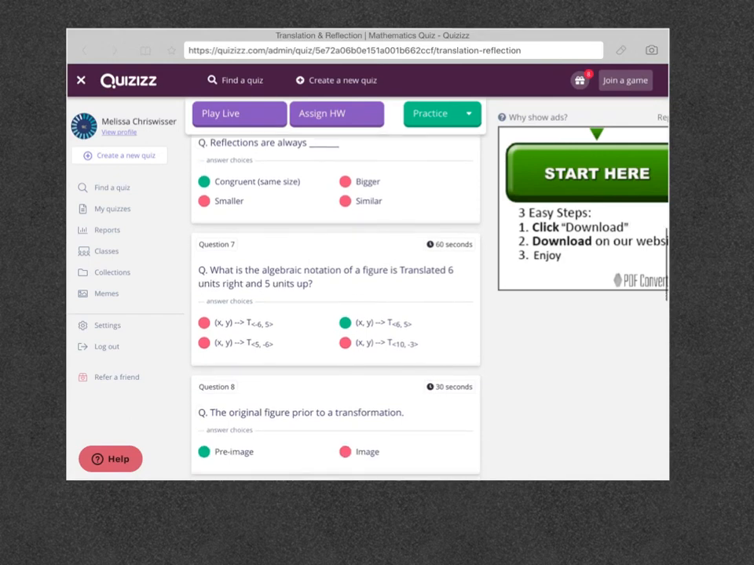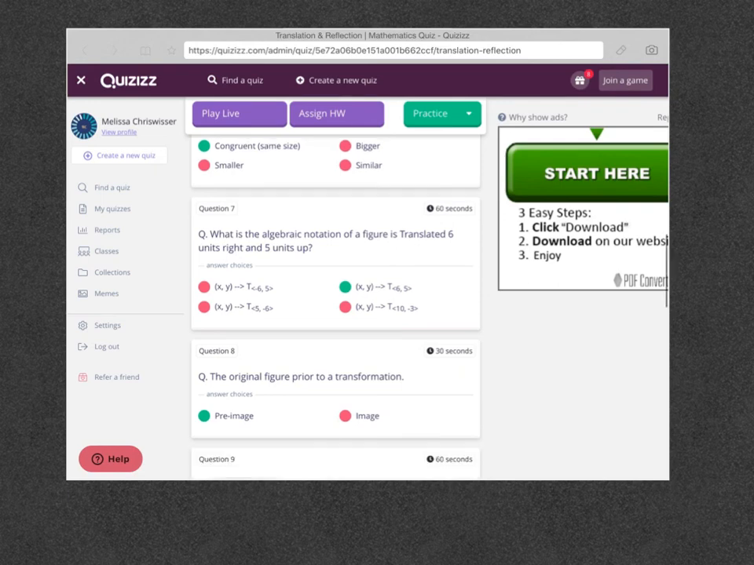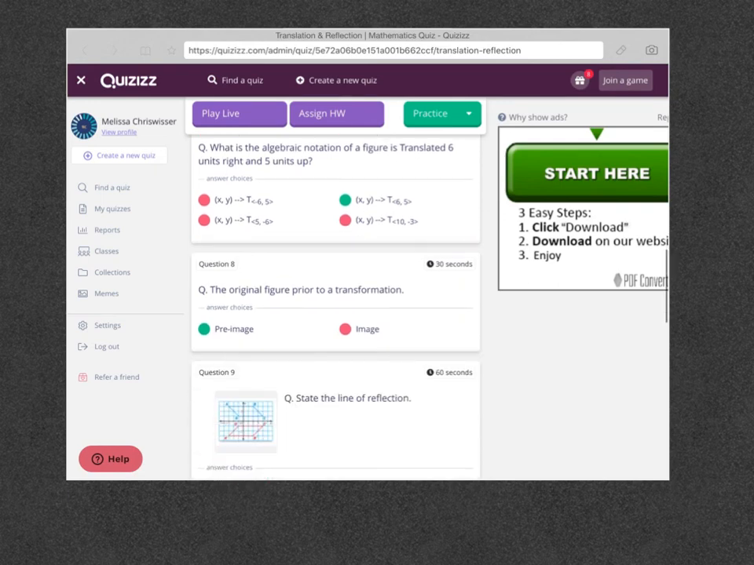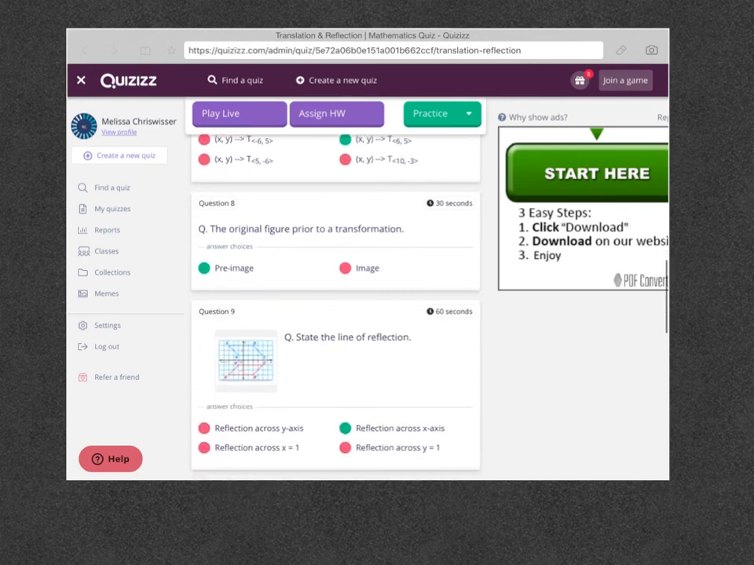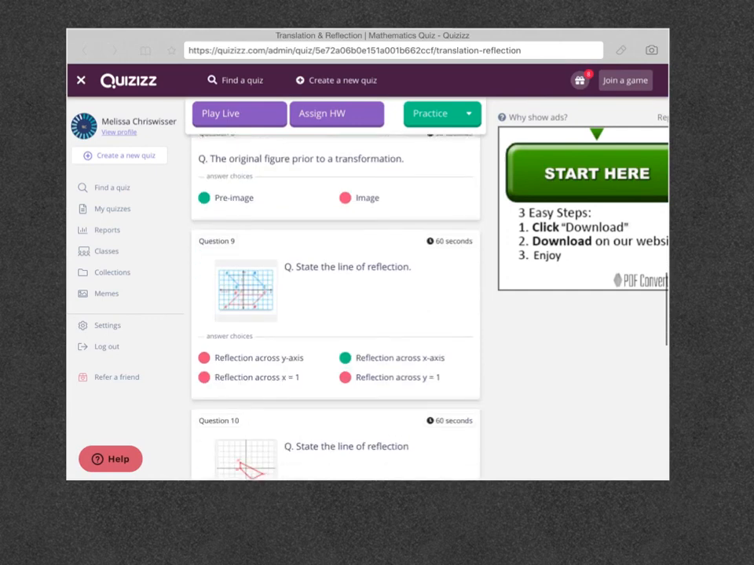Number 7, what is the algebraic notation of the figure if it's translated 6 units to the right and 5 units up? Now we're going to the right, which is positive 6, and we're going up 5, which is positive 5. The original figure prior to transformation is called the preimage. The after shift is the image.